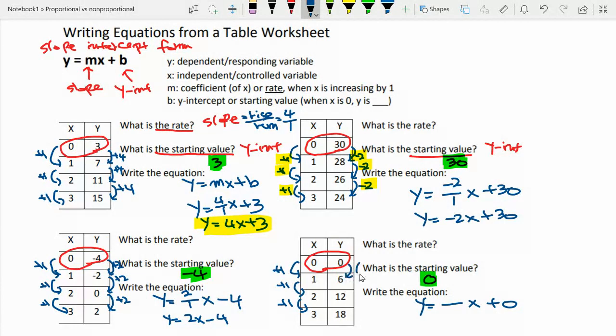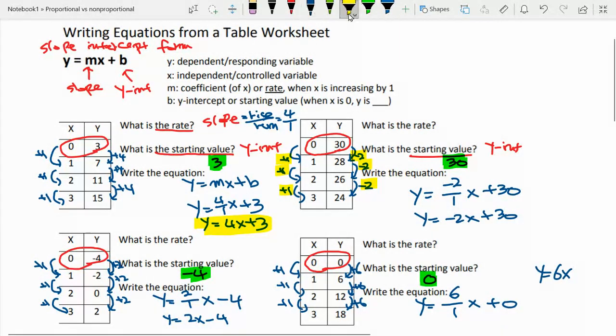0 becomes 6. 6 becomes 12. So I'm adding 6 here, right? 12 becomes 18. I'm adding 6. So as y is increased by 6, x is increased by 1. Okay. So we, of course, write y is equal to, we don't write 1, so 6x. And we don't even need to write plus 0 because adding nothing is nothing.